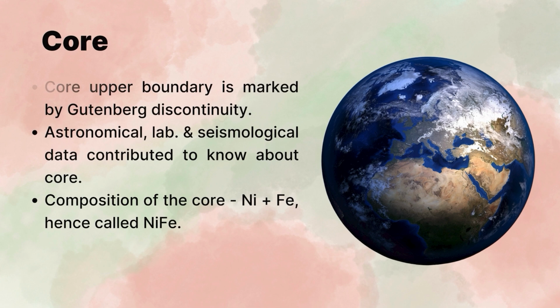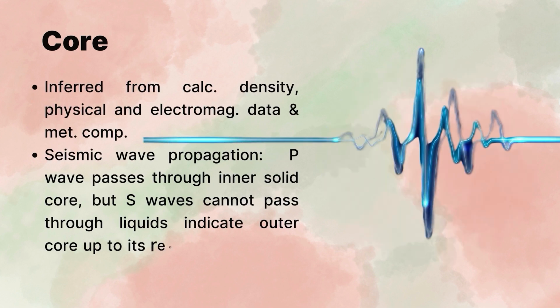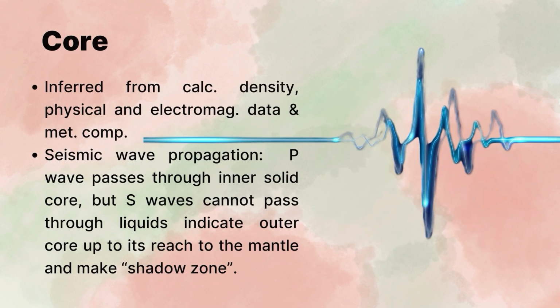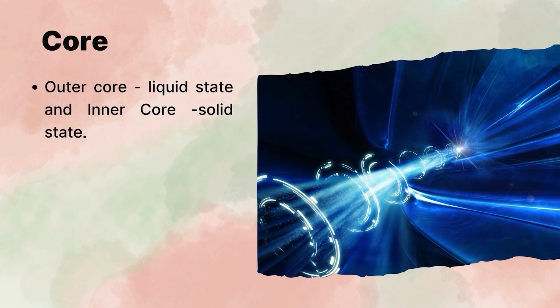Astronomical, lab and seismological data contributed to knowledge about the composition of the core, which is composed mainly of nickel plus iron, hence called NiFe. This is inferred from calculated density, physical and electromagnetic data. In seismic wave propagation, P waves pass through the inner solid core, but S waves cannot pass through liquid, indicating the outer core, and they make a shadow zone. The outer core is in a liquid state and the inner core is in a solid state.